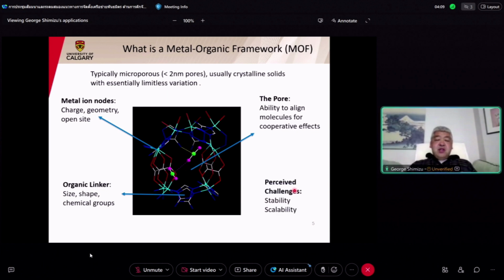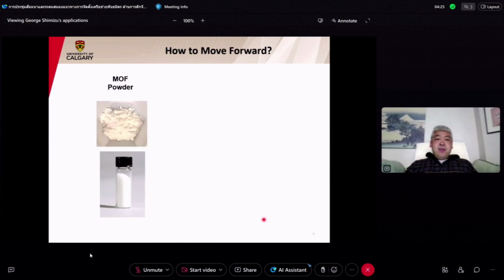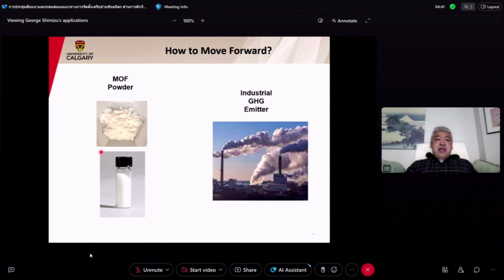For this class of compounds, I think they had always been regarded as perhaps not stable enough or too expensive to make on a very big scale. And I will show one example that shows that's not really the case. So how do we move forward? All of the projects in my research group begin by making less than 1 gram of just a powder. So then how does that translate into interfacing with industrial carbon capture?